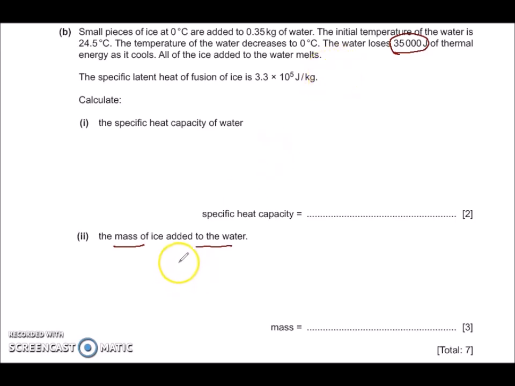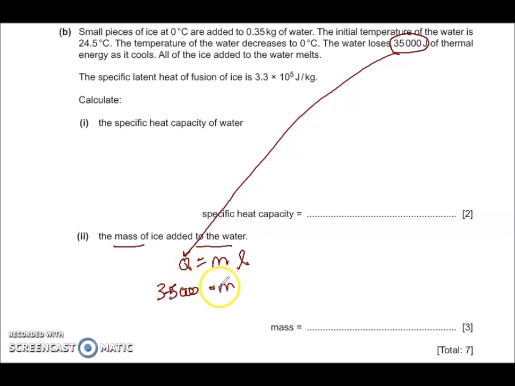35,000. So here will be, look at here. Okay, so what happens here? Mass of ice melted, right? So it will be ml. This is the formula for the latent heat. So the energy will be the same. Okay, energy will be the same, 35,000. And then the mass of water is what the question is.